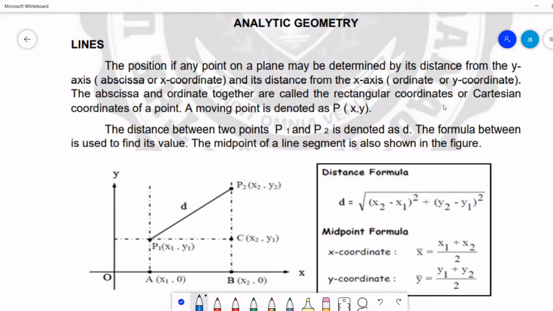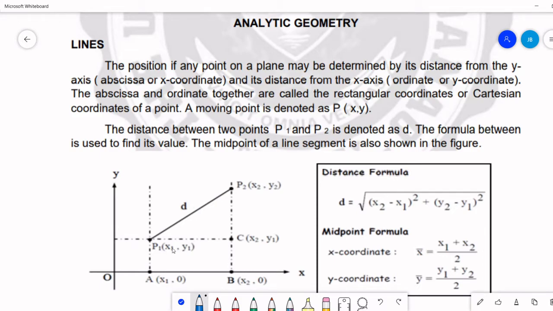Okay, so here in this Cartesian plane, you can see in this figure the distance between point 1 and point 2 is denoted as the distance. So a formula is used to find its value. From this point to this point, we have a formula. And the midpoint of a line segment is also shown in this figure. So what do we mean by midpoint? It's the point between the line.